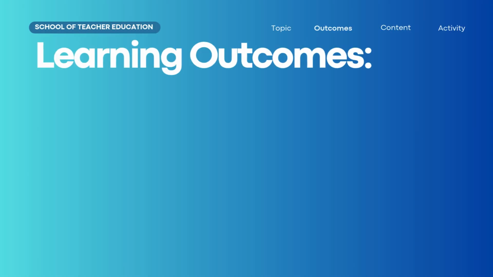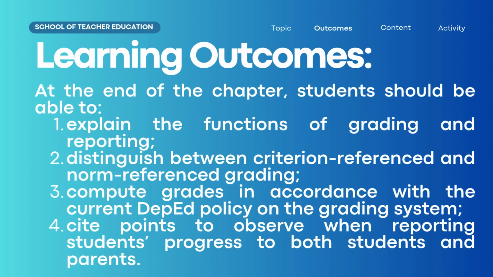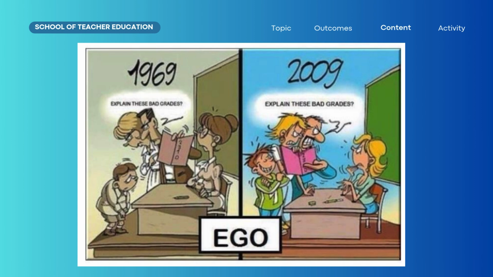And here are the learning outcomes for this topic. You will be able to explain the function of grading and reporting, distinguish what is criterion and norm reference grading, compute grades in accordance with the current TEPED policy and grading system, and cite points to observe when reporting students' progress to both students and the parents.